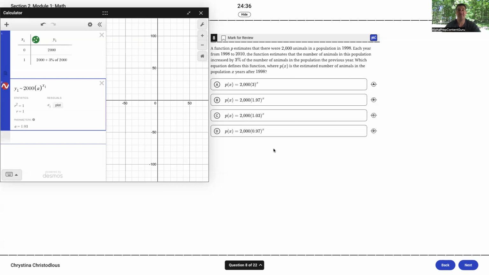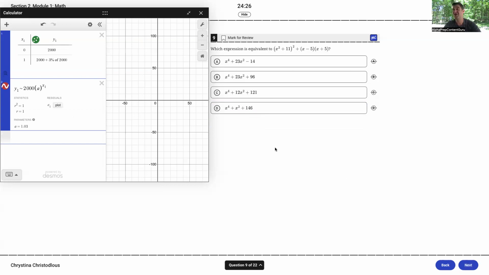And then I'm going to go X subscript 1, and bang, it tells me A is 1.03. The answer is C. I've only got 10 minutes right now. We're only on number 8 before I start tutoring another student, but let's go.